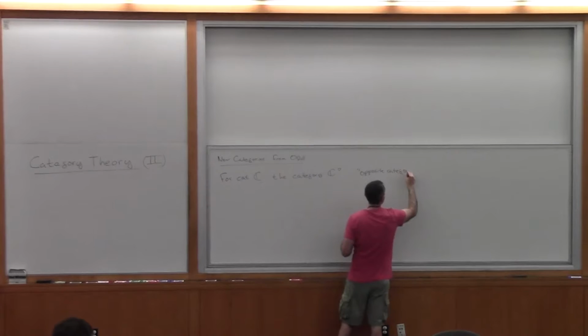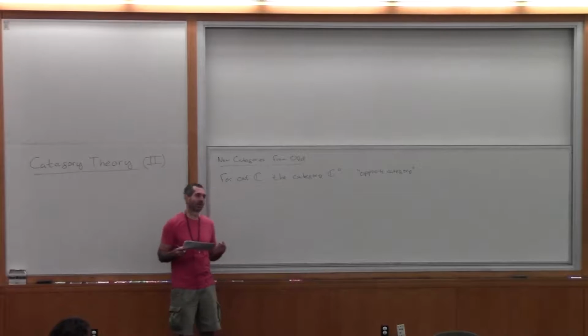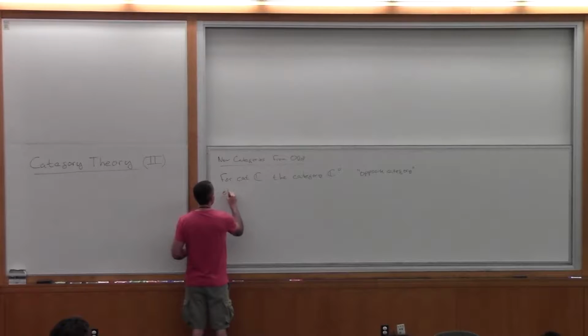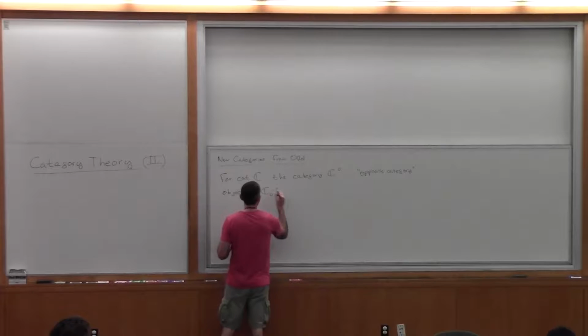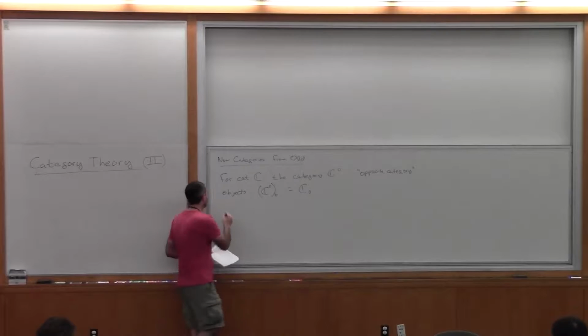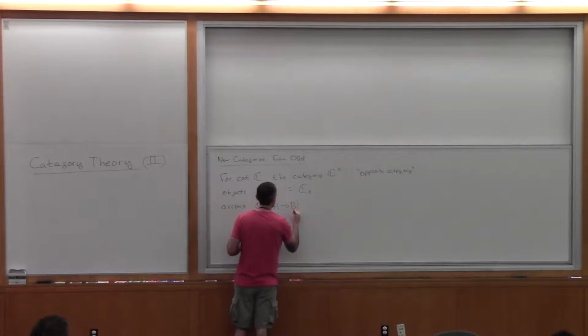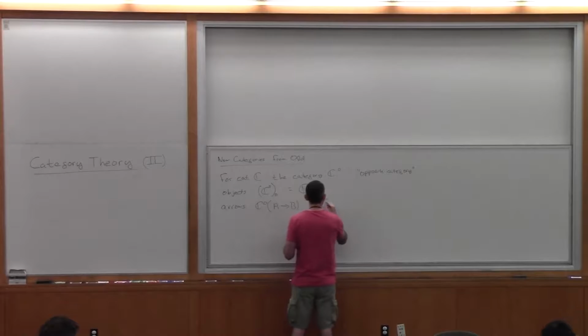In order for this to be a category, I have to tell you what its objects and arrows are, its identities, its composition, and then we have to check the composition laws, that is the unit laws and the associative law. So in this case, the object collection of the opposite category of C is just the object collection of C. They have the same objects. For arrows, I can tell you what the homs are. The arrows from A to B in C op are just the arrows from B to A in C.